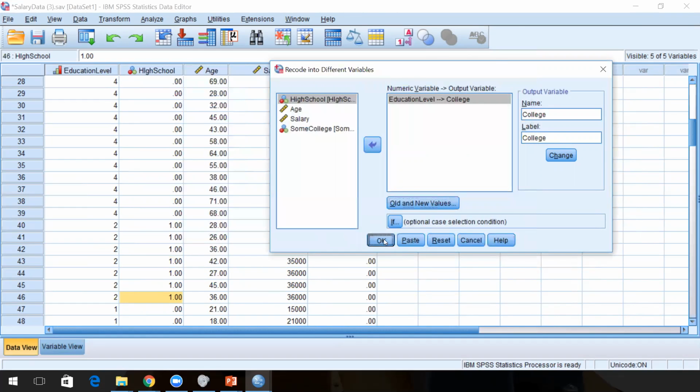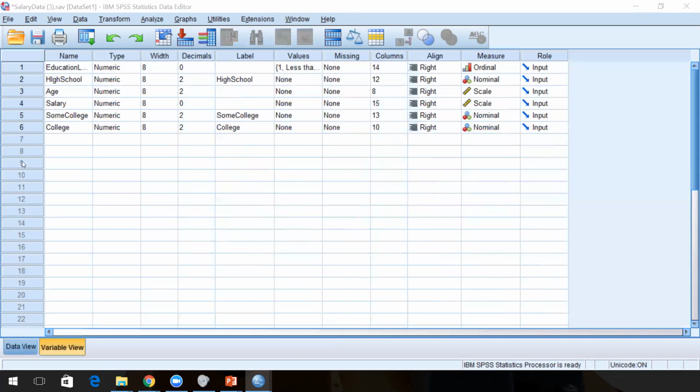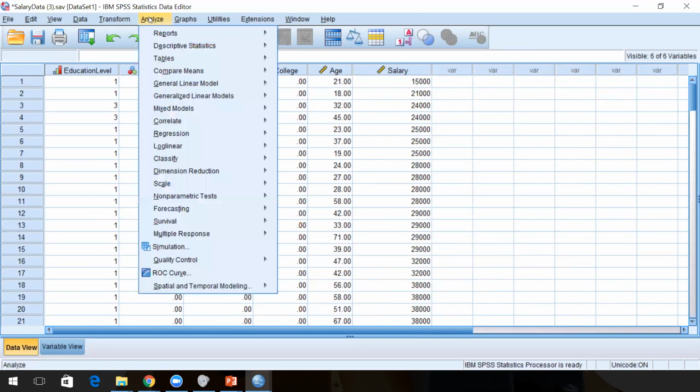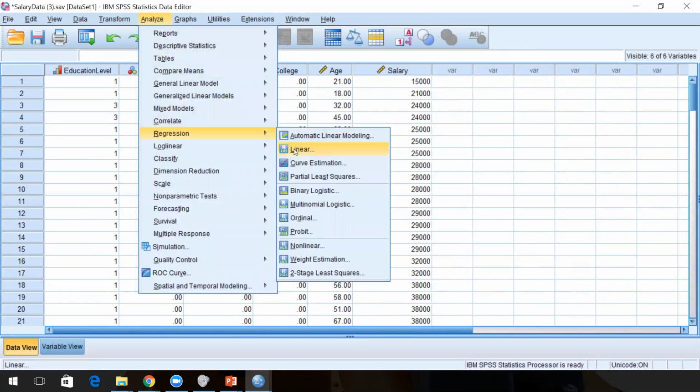Continue. Okay. Go back to variable view. I'm just going to move these so I can make sure they're right. And this is an important thing to do. Someone with an education level of 4, that means college. They have a dummy variable of 1 for college. The others are 0. Someone with a 2 has a high school. They're a 1 on their high school, 0 on all the other ones. And with 3, we see we get a 1 for some college. So it all looks right. So I think we are ready to reanalyze and run our regression.